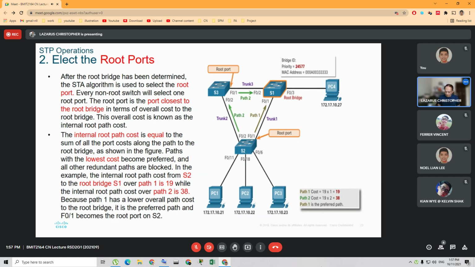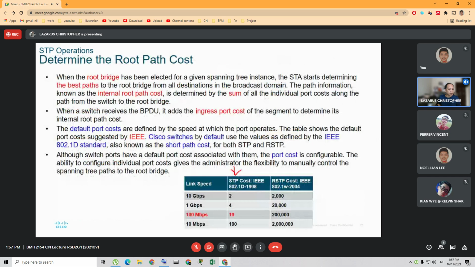The path cost, if you notice, will be based on this table. Sometimes this table is not given in the question. If it's a face-to-face exam, probably you have to memorize this. If it's an open book exam, you can refer to this. But most of the time in the diagram, it will be between 1 gigabit per second and 100 megabits per second. So the two numbers that you have to remember are the path costs of 4 and 19. Most switches don't have 10 megabits per second anymore.